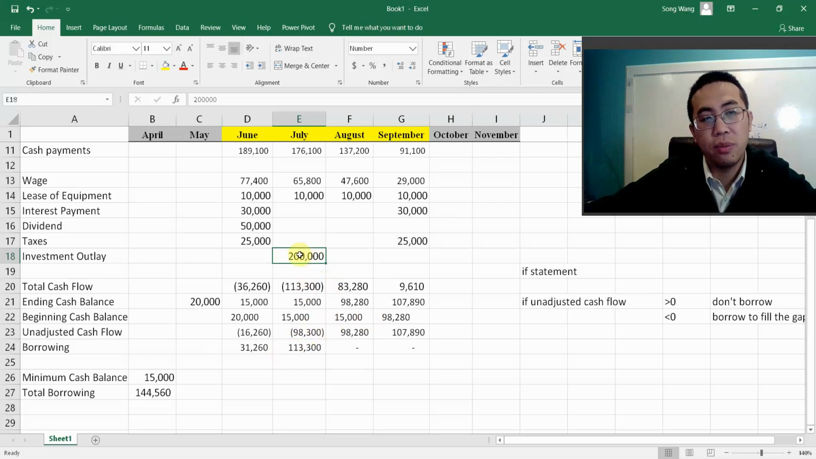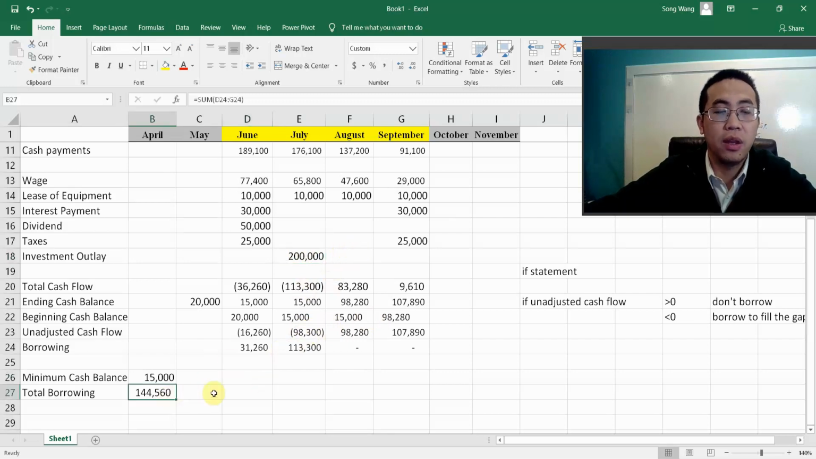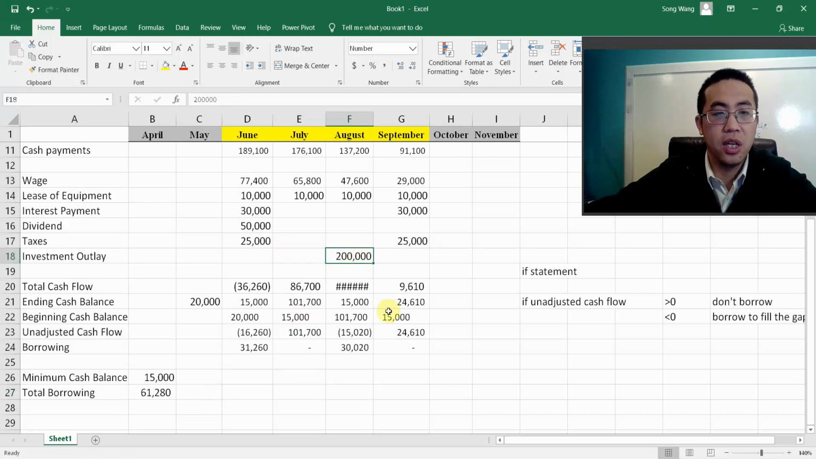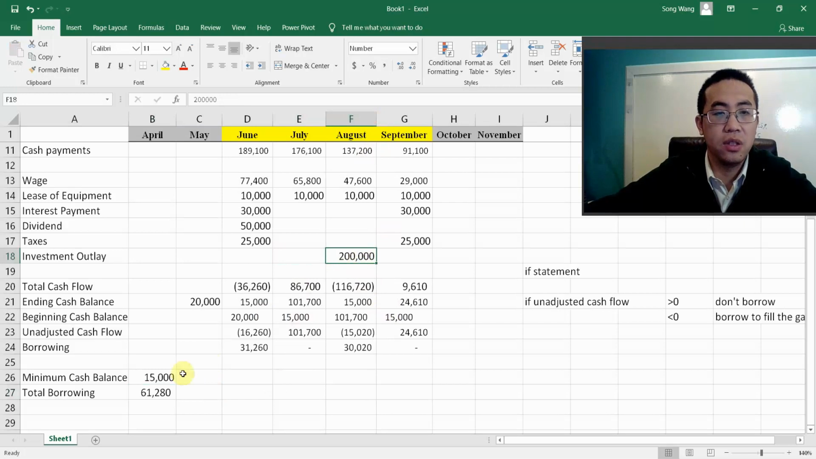So can I just move this investment outlay to August instead of July? We can try it out. Well, the thing is, the less you borrow in total, the less interest you pay. All right, so let me just cut and paste this to August. Does that change anything? Yes, it does. You see my total borrowing shrank. And if I change it to September, does that make it better? Yes, it does. You see my total borrowing also decreases here.